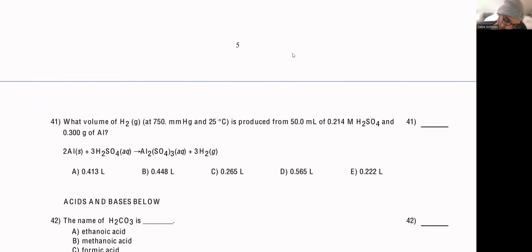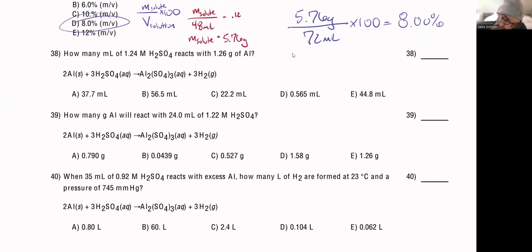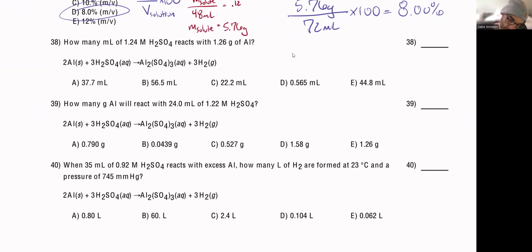And the rest of these look like they are all stoichiometry. I know because I am given information about one chemical and I am asked to solve for another chemical. So I know that it is going to be a stoichiometry problem. I'm given information about the aluminum, and I'm asked to solve for this. So this is a stoichiometry problem.